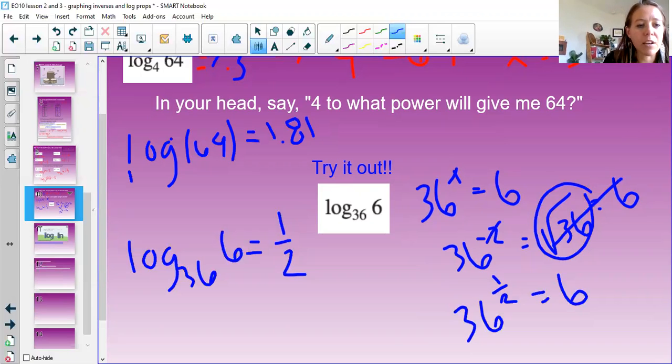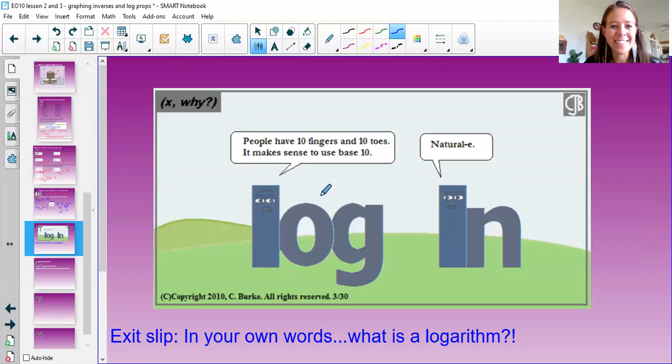Then there's also this thing called ln, and that uses e. But we are going to keep e for Math 4, so don't worry about it if you see anything that says ln. So basically, people have 10 fingers and 10 toes. It makes sense to use base 10. Naturally. So funny. So yeah, we are not going to use anything that uses e, but we might see base 10, and we definitely will see using different bases like we just went over in this lesson.